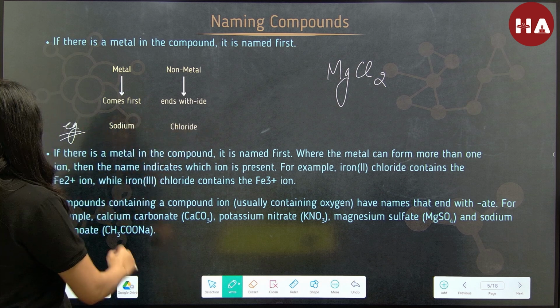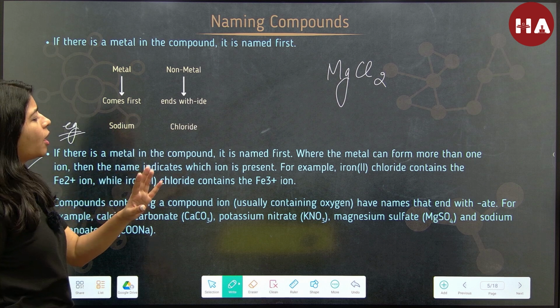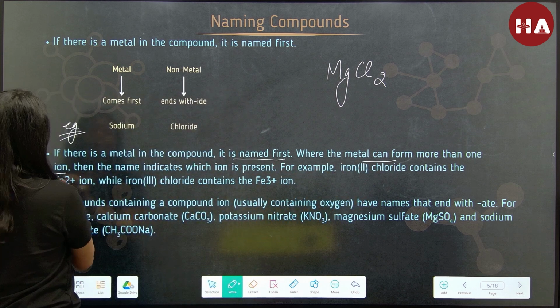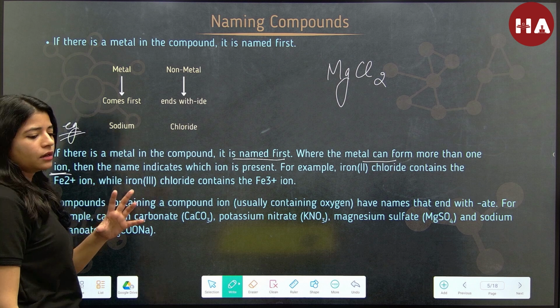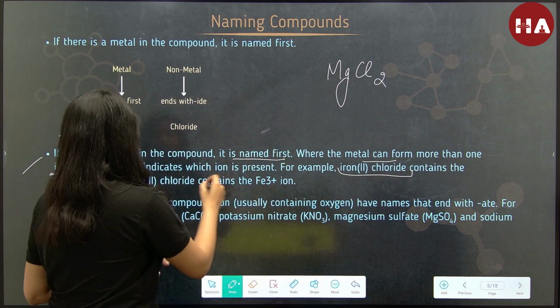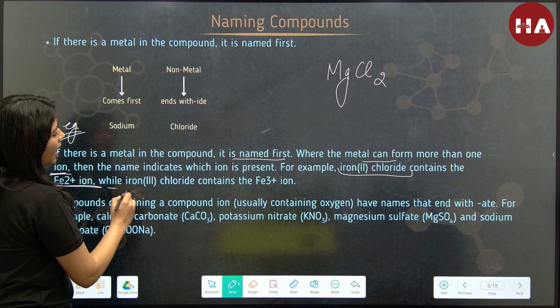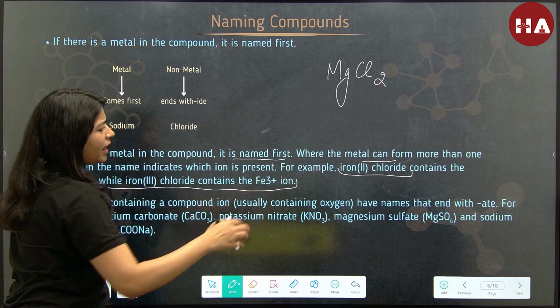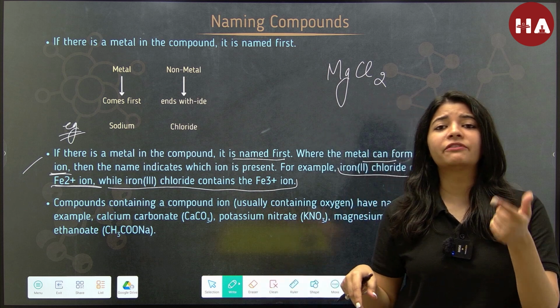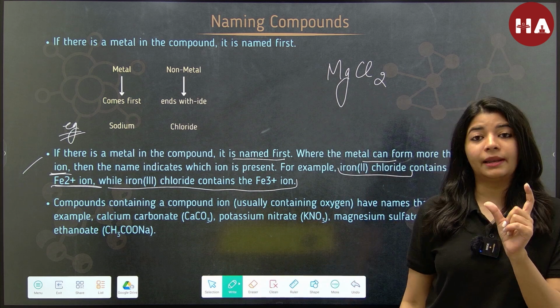Next step, if there is a metal in the compound, it is named first, and the metal can form more than one ion. For example, iron(II) chloride contains Fe plus 2 ions, while iron(III) chloride contains Fe plus 3 ions. The brackets in which Roman numerals are written actually tell me the valency of that element or metal.